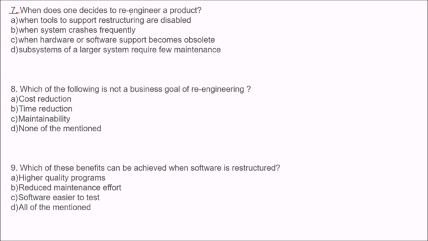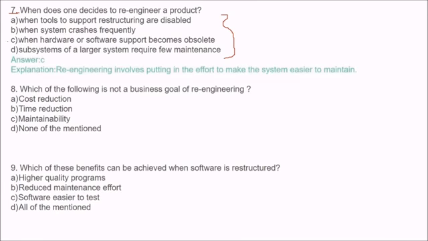When does one decide to re-engineer a product? These are options for you. The answer is when hardware and software support becomes obsolete. You need to re-engineer the product. Re-engineering involves putting in the effort to make the system easier to maintain. Subsystem of a larger system requiring few maintenance? No. When the system crashes frequently, you may require it, but for that you need to check for some error. When tools to support restructuring are disabled? No, this is not true. So we go with C.